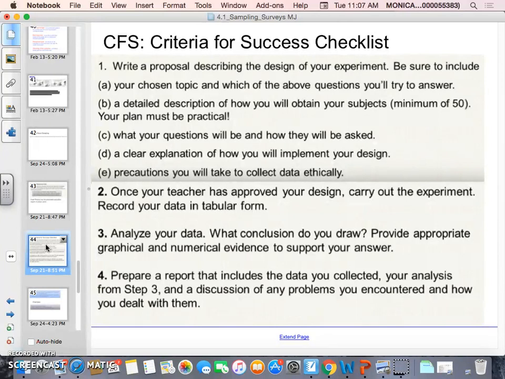Once I've approved your design, you're going to carry out the experiment and record your data in a table. You're going to analyze your data and see what conclusions you can draw. You're going to provide the appropriate graphical and numerical evidence to support your answer. You could do a scatter plot, a dot plot, a bar graph, however you want to graphically display your data. And then you're going to prepare a report that includes the data you collected, your analysis from step 3, and a discussion of any problems you encountered and how you dealt with them. And again, that report is going to be written, but it can be included in your PowerPoint or your poster if you choose to do so.